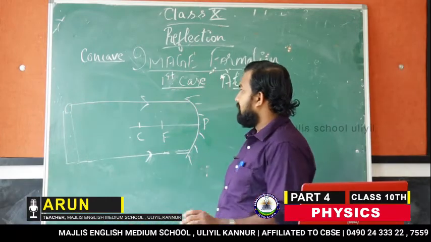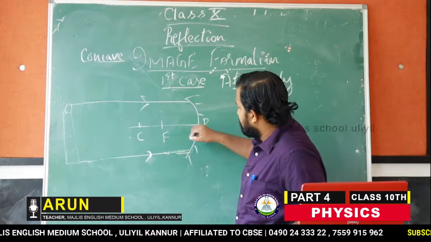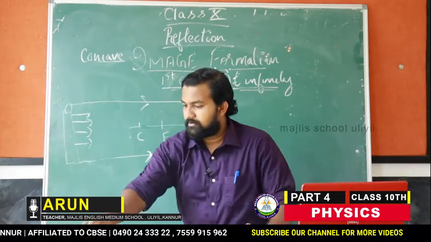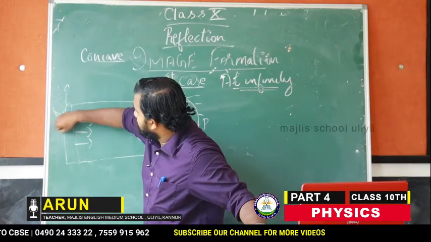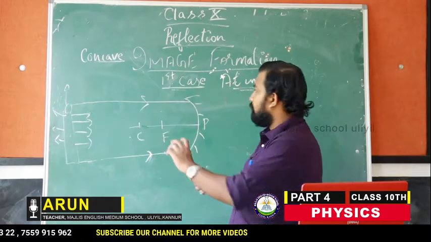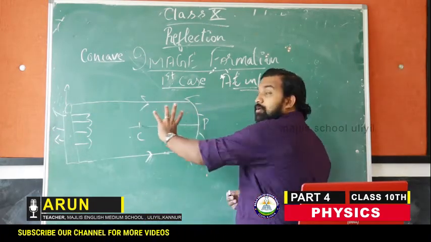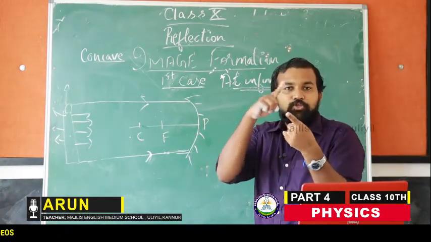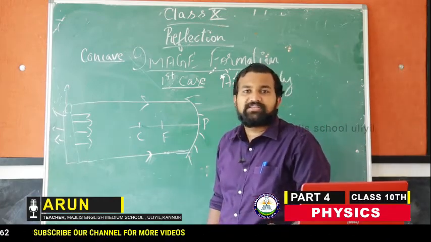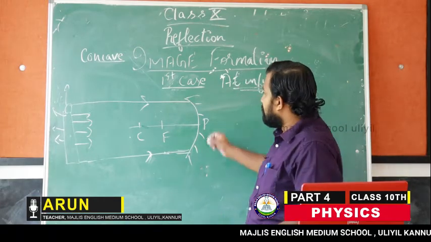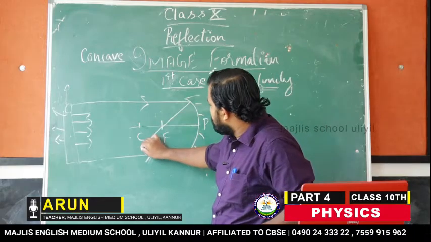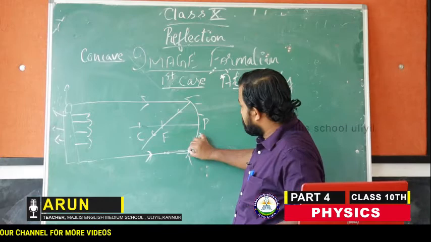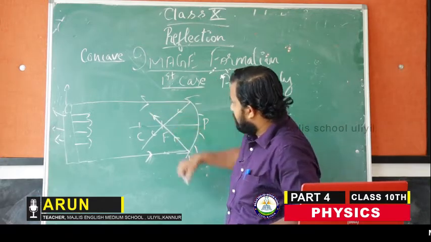From the candle, a lot of rays are coming, but since it is at infinity, we will only take the parallel rays, and of those we will only consider 2 rays, because only 2 reflected rays need to intersect for our image formation. So what will happen? This ray will pass through the focus after reflection. This ray will also pass through the focus after reflection.